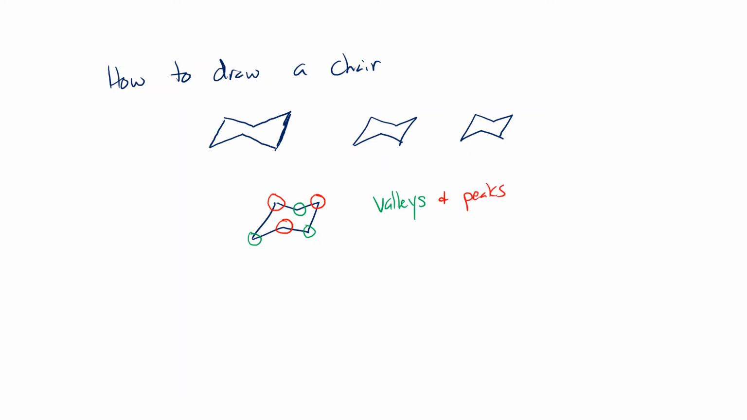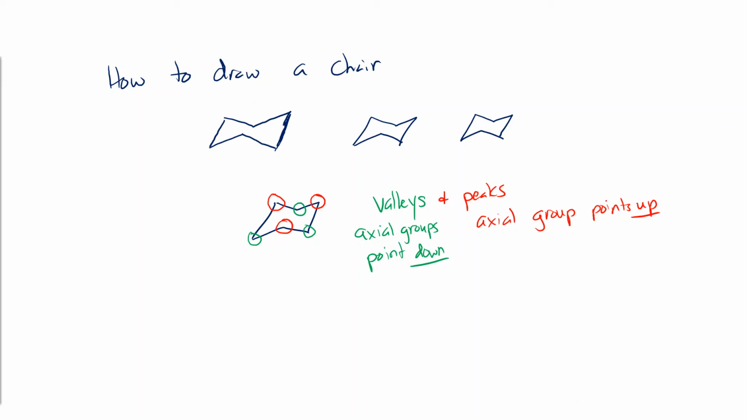So at the peak positions, the axial group will always point straight up. At the valley positions, of course, it goes the other way. I've committed to this changing colors thing, so for valleys, axial groups point down. And remember that when we talk about axial groups, we're talking about things that point straight up or straight down.